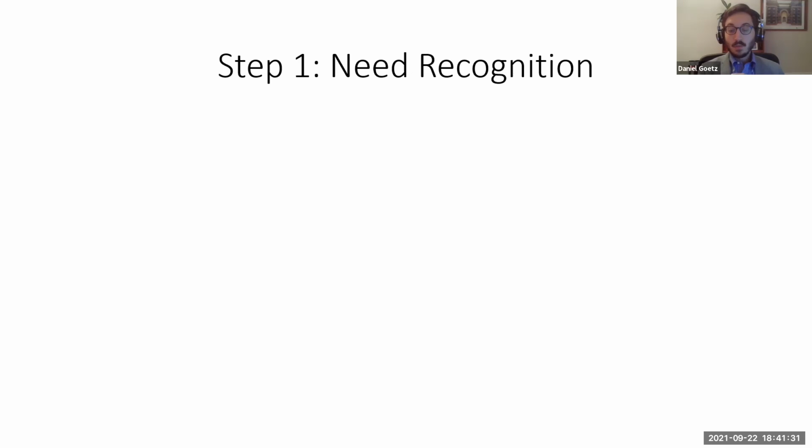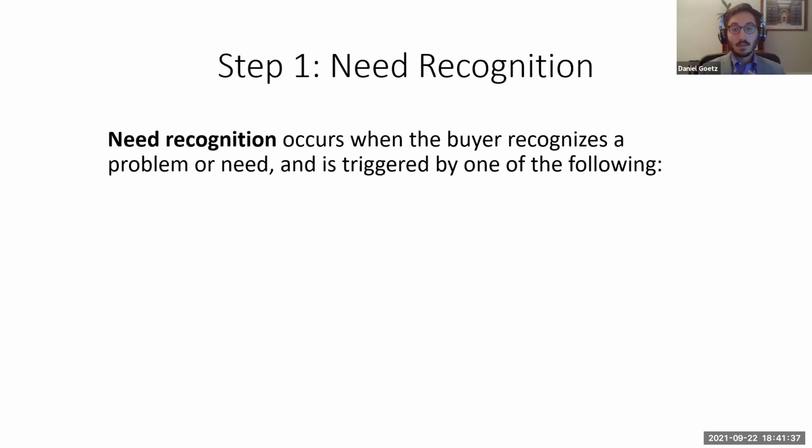So our first step is need recognition. We know what needs are. It's that lack of something. It occurs when the buyer recognizes a problem or a need. It's triggered by something, some internal stimulus, maybe an external stimulus. But something has triggered your perception that something is lacking here.